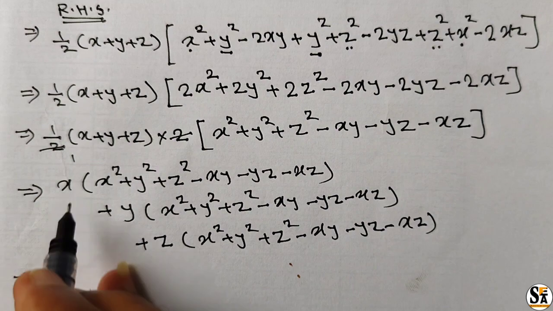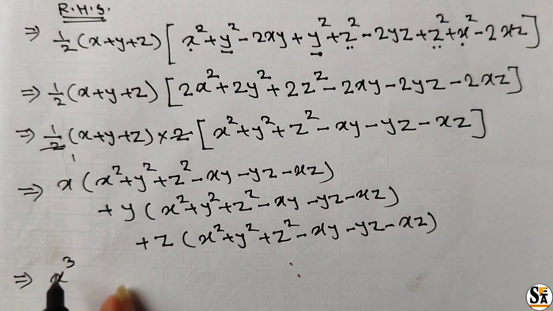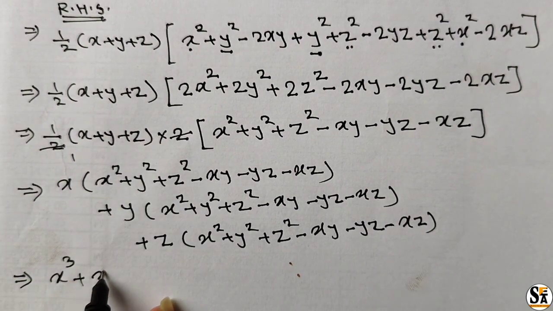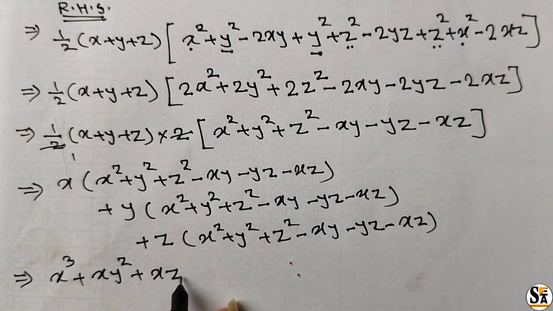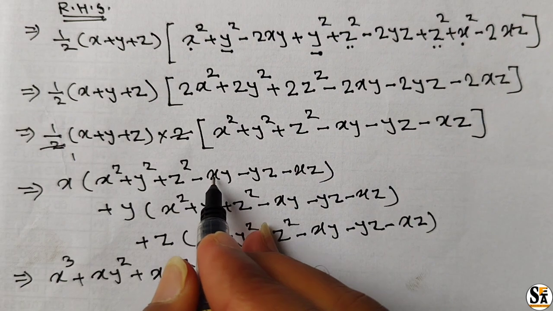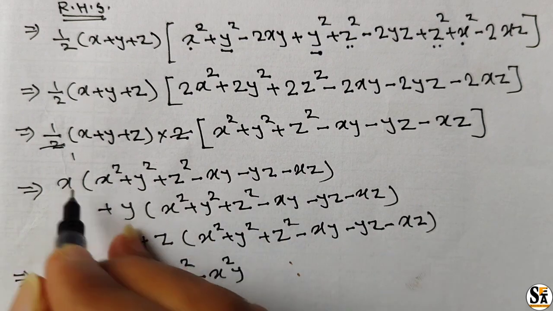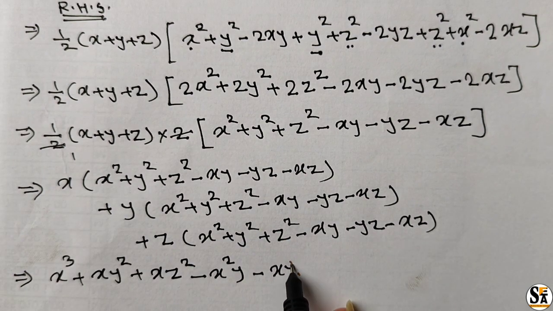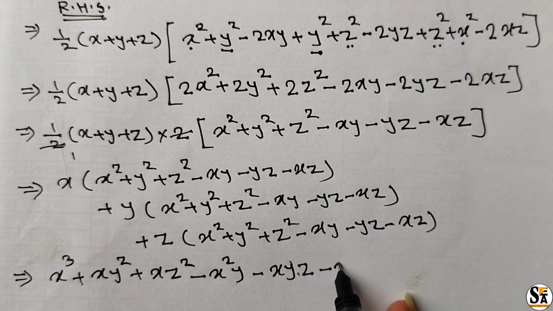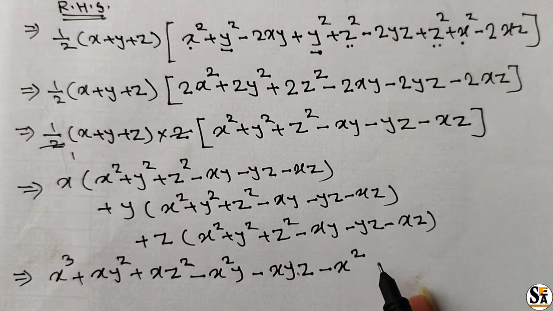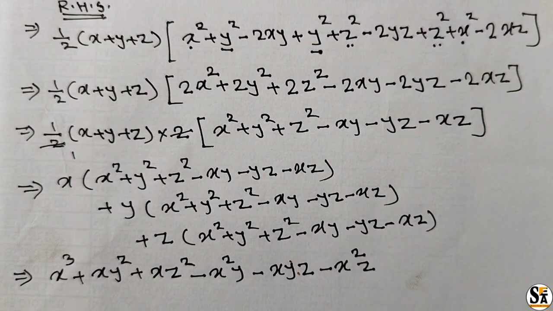In the next step, we multiply x to this bracket. We get x into x square, that is x cube, plus x into y square, that is xy square, plus x into z square, that is xz square, then minus xy into x, that is minus x square y, then minus yz into x, that is minus xyz, and minus xz into x, that is minus x square z. So this is the solution for this.